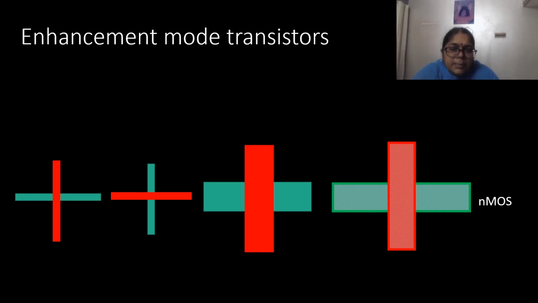Whenever a transistor needs to be formed, polysilicon crossing the diffusion layer indicates that a transistor is formed. Here, these are the representation of the enhancement mode NMOS transistors. We have used the green layer and the red layer crossing the green layer. When the red layer completely crosses the green layer, we say that an NMOS transistor is formed. It may be in this way or this way.